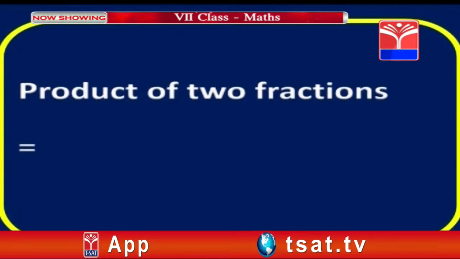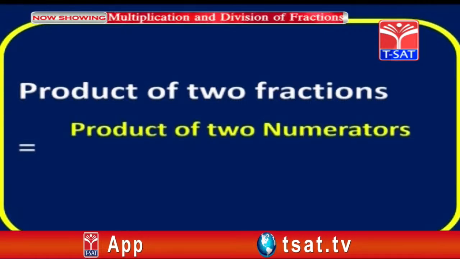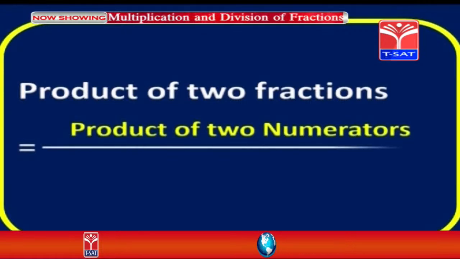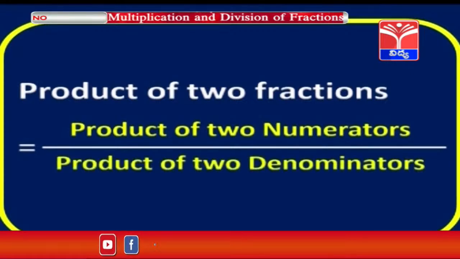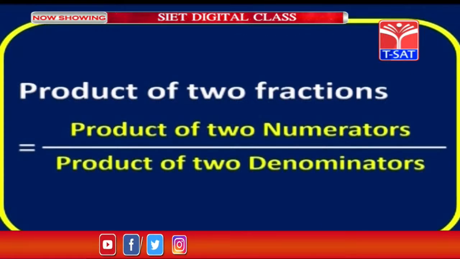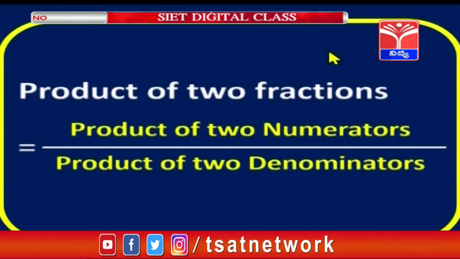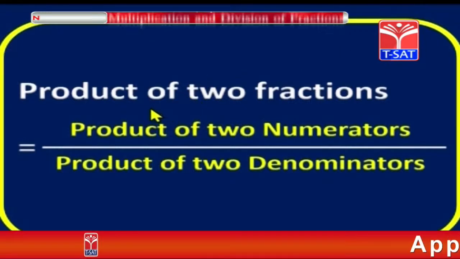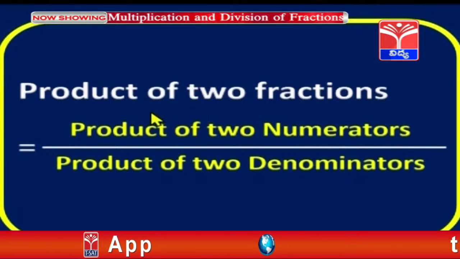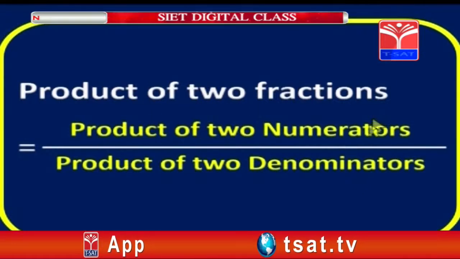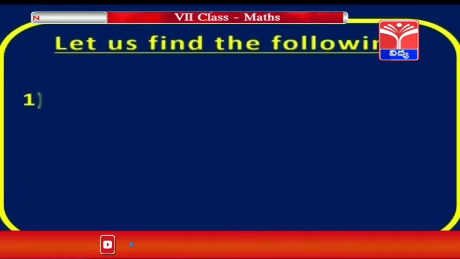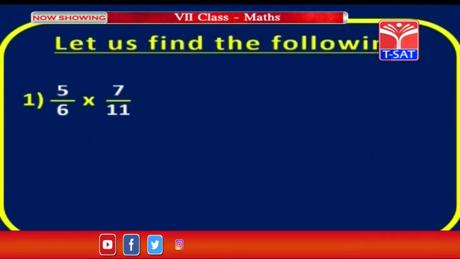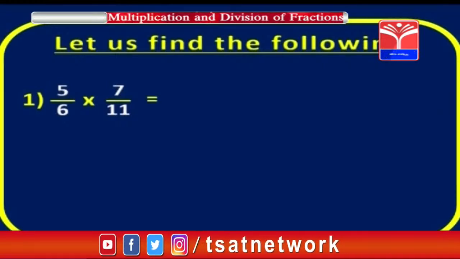So product of 2 fractions is equal to product of 2 numerators by product of 2 denominators. Children, remember this. So what you have to do when you get 2 fractions and when you have to multiply, you should not take any LCM. Directly we have to take product of 2 numerators by product of 2 denominators. Now let us find the following. First one, 5 by 6 into 7 by 11.